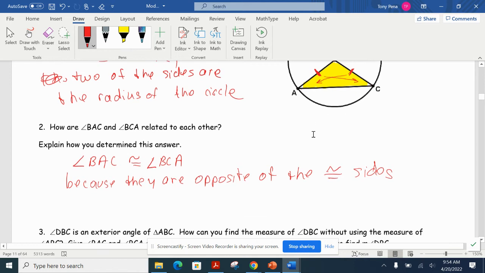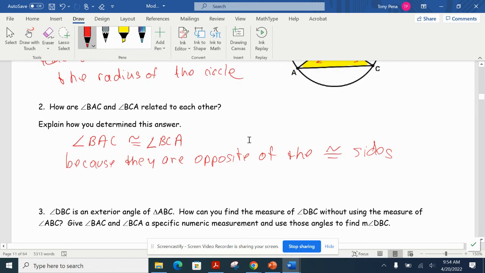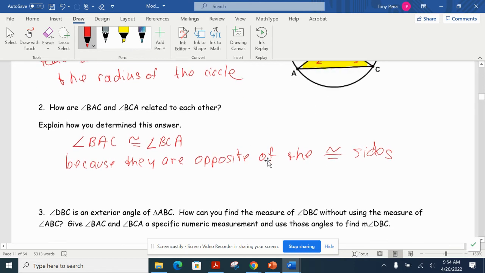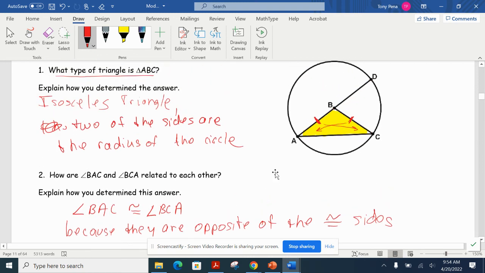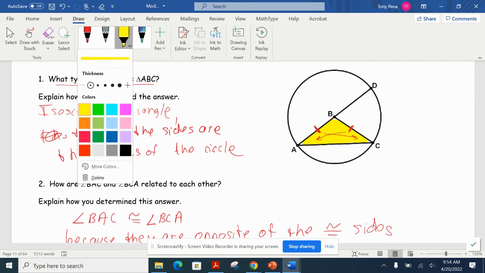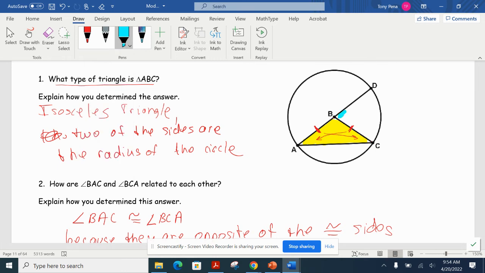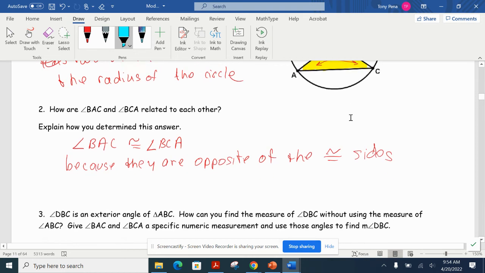All right, number 3. Angle DBC is an exterior angle of ABC. So hopefully we look at this. You see I have highlighted in blue, yellow the interior of the triangle. DBC is this exterior angle. Okay, it's outside of that triangle. Exterior angle. At the very beginning of this semester, back in January, we talked about these exterior angles. That's when we talked about how these all add up to be 180, all of that stuff. So that is an exterior angle.